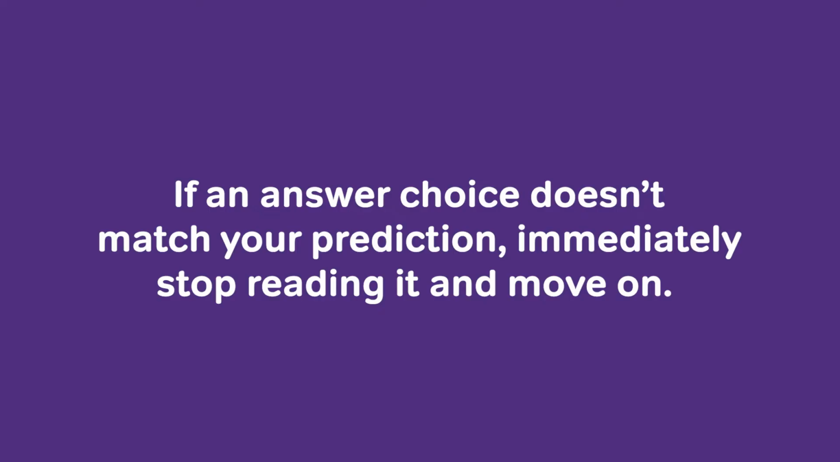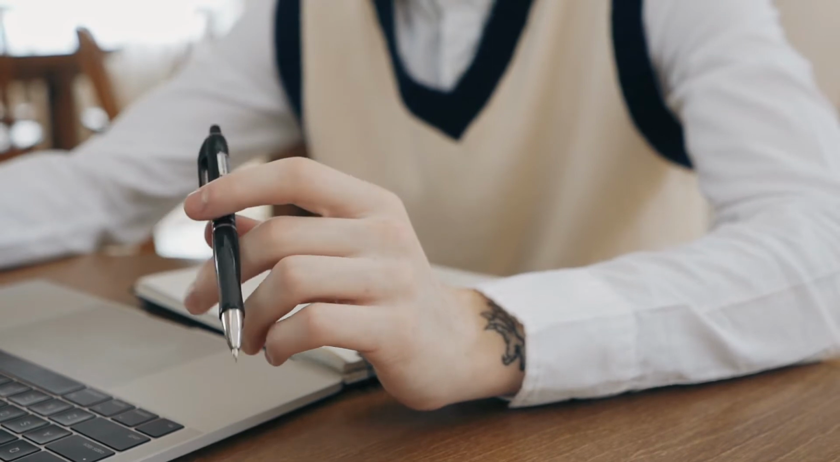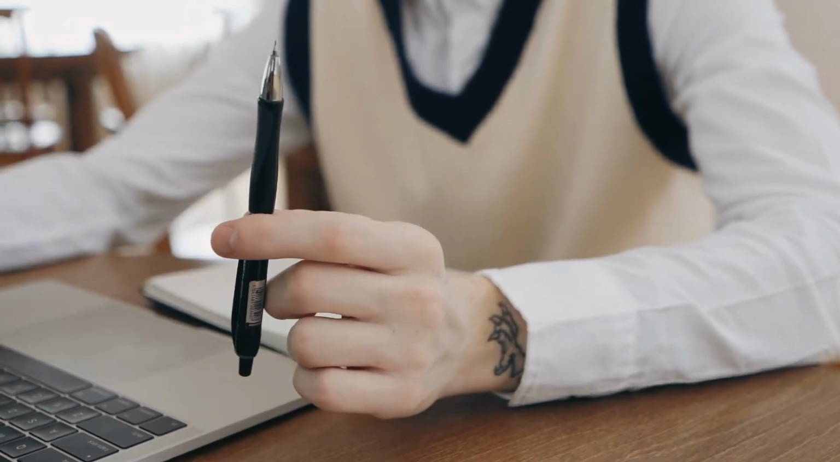If an answer choice doesn't match your prediction, immediately stop reading it and move on. Don't let it take up your brain space. You already know it's wrong. You don't need it. Cross it off in your test booklet. Move on. 4. Avoid superlatives.